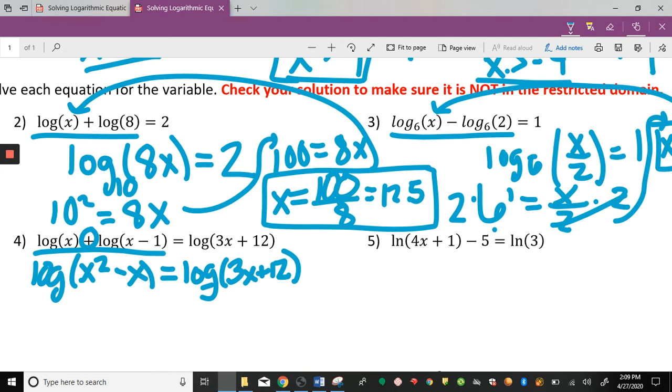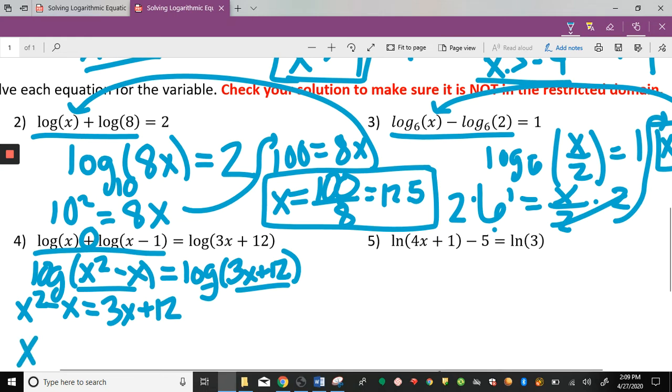Now what do I do? Well, since I do have logs on both sides, I can set these parts equal to each other, right? So I get x squared minus x equals 3x plus 12. And then this is going to be a quadratic. So how do you solve a quadratic? You get every term on one side equal to 0. So if I did that, I would subtract the 3x over and subtract the 12 over. Simplifying that would give me x squared minus 4x minus 12 equals 0.